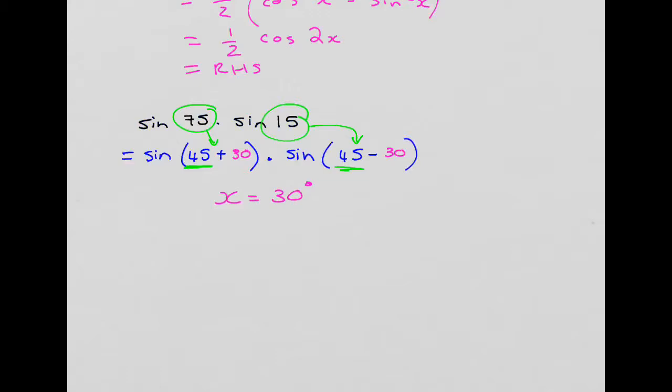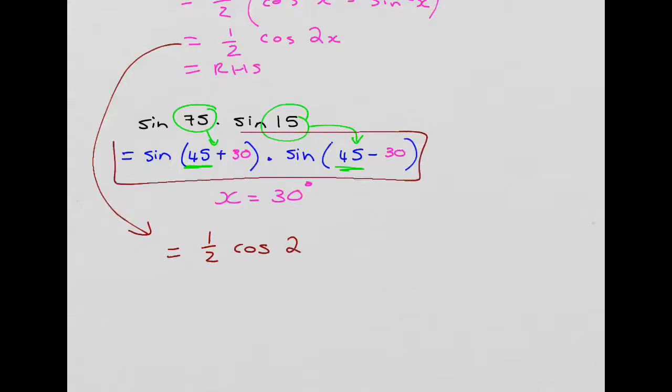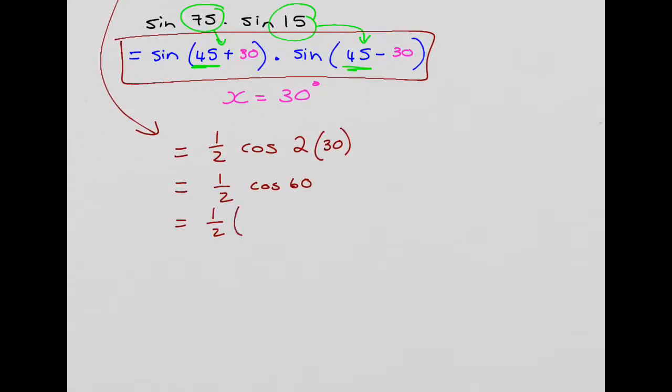Alright, so then using the shortcut now, because that's what they wanted us to do, we know that this 45 plus something, 45 minus something is equal to a half cos 2x, so it's a half cos 2 times 30, which is a half cos 60. Cos 60 is a special angle of a half, so that value is a quarter without using a calculator.